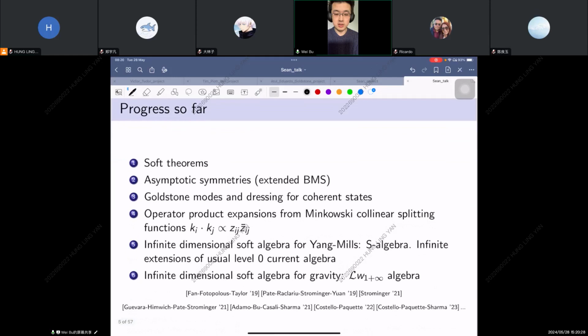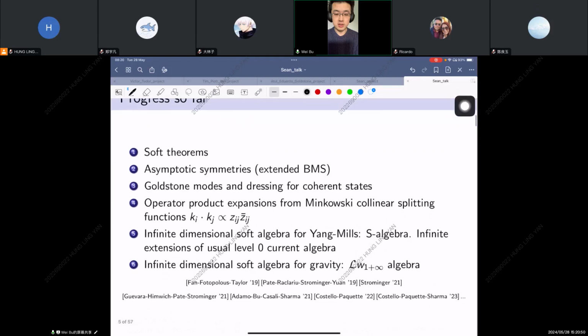But this is only for massless particles, though. Just to stress that. So progress so far was basically you take a 4D scattering amplitude and then try to do on-shell operations with it. So, for example, you can take soft theorems, collinear limits, and so on and so forth. I'm not going to talk too much about this in the talk.